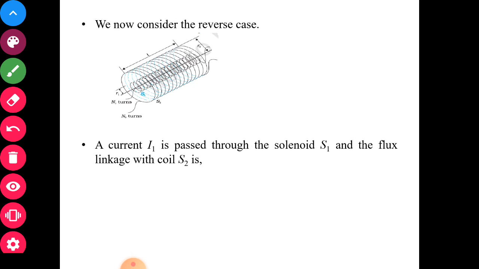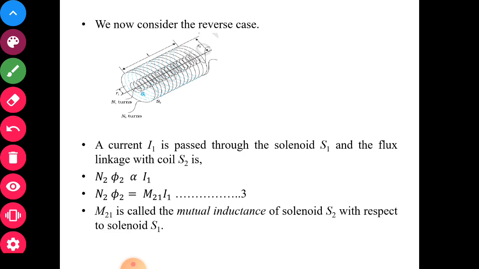Now current I1 is passed through the solenoid S1 and the flux linked with the coil S2, that is N2 phi 2, is proportional to I1. First of all, it is our general understanding that the flux associated with the second is directly proportional to the current passing through the first. Now the proportionality constant is kept, M21, the mutual inductance of solenoid 2 with respect to 1.